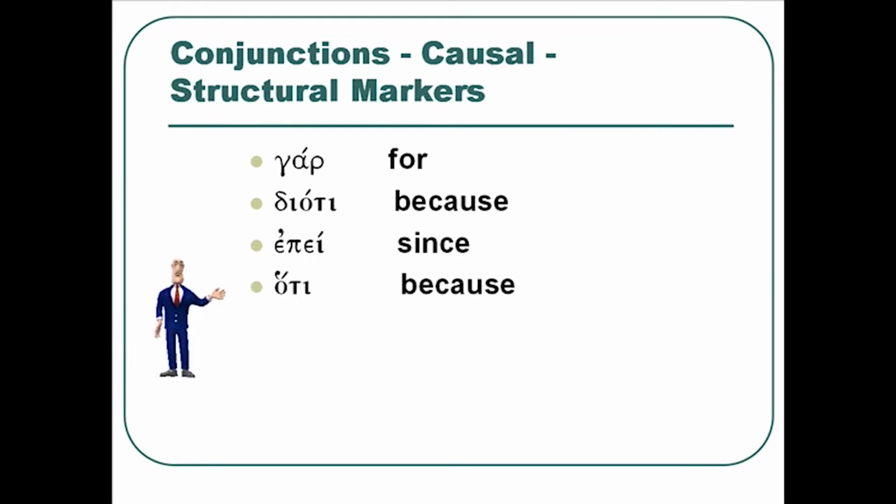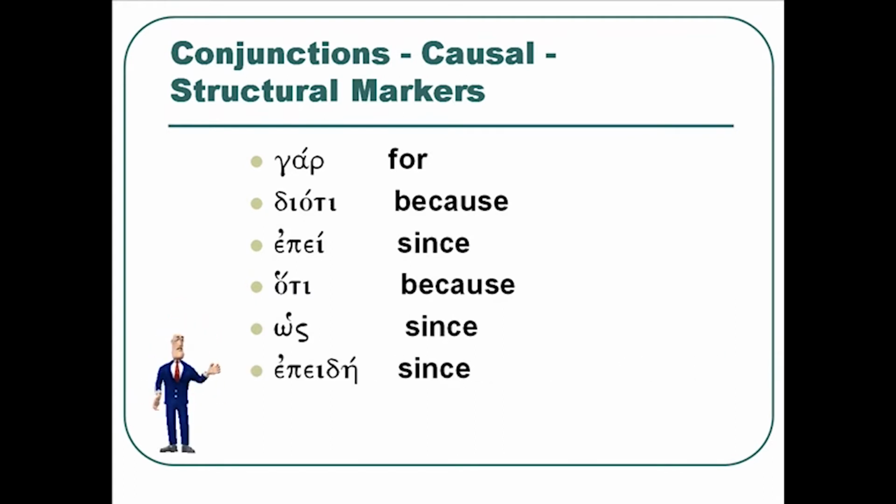Hoti, which we've seen a million times already, means because. And so it indicates causals. Hos means since. Epeidae also means since. So you see, some of these words can mean 2, 3, and 4 different things, and that's why these little words are so tricky. So be aware, these are structural markers giving cause, especially hoti and gar. You're going to see a lot of those.